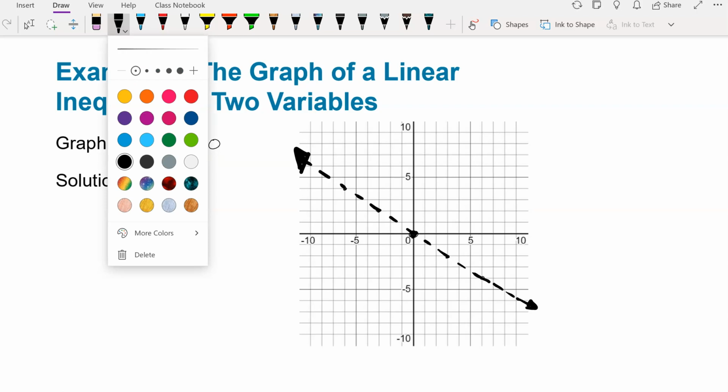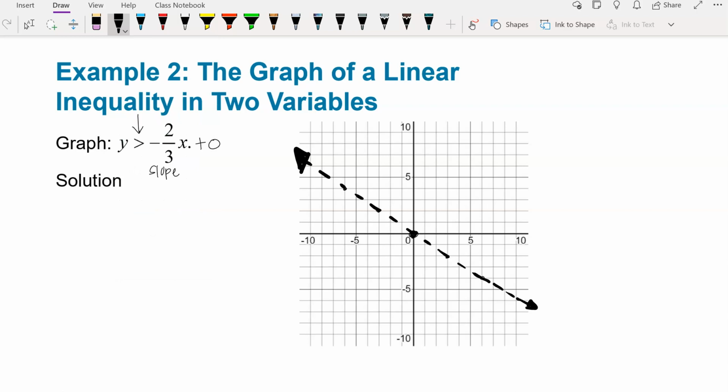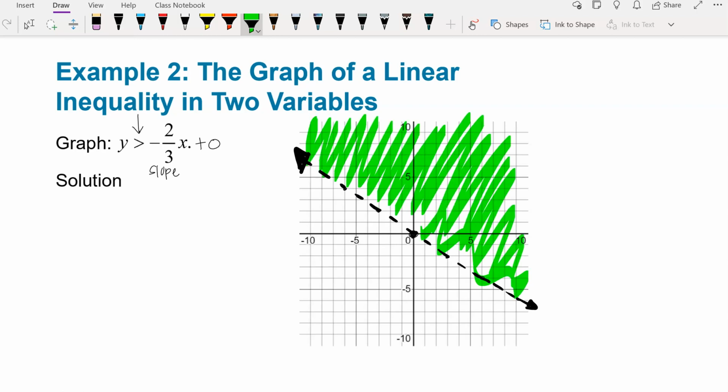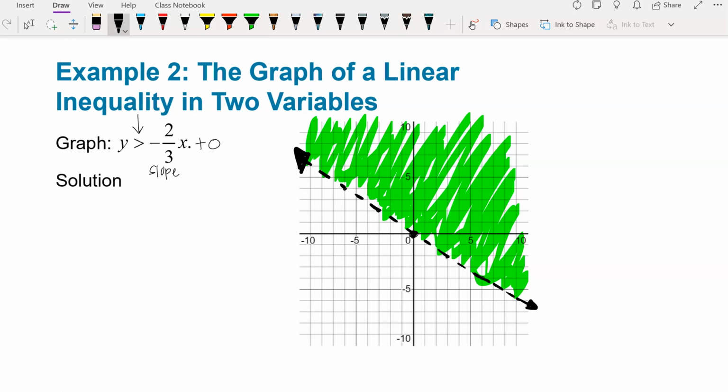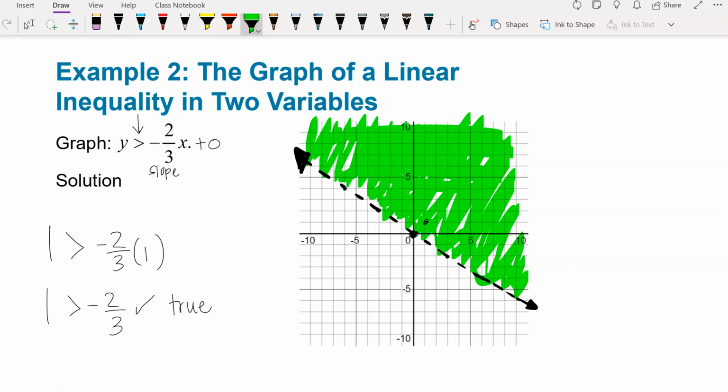And so it's greater than, so that means it's going to be above the line. So that's going to be everything above here. You can also test points above your line. So let's say above our line, that's 1, 1. So we would have 1 is greater than negative 2/3 times 1. So 1 is greater than negative 2/3. Since that's true, that means that section is true for the inequality.